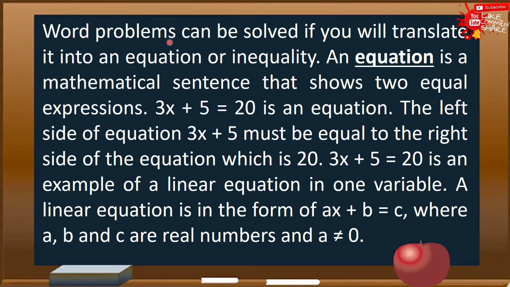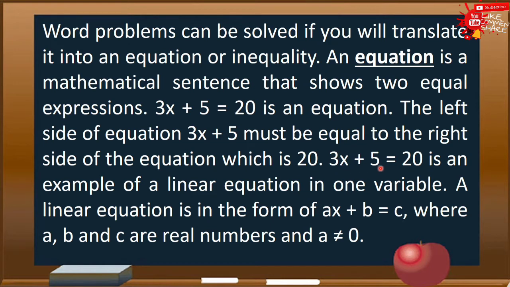Word problems can be solved if you translate them into an equation or inequality. An equation is a mathematical sentence that shows two equal expressions. For example, we have 3x plus 5 equals 20. So this is an equation. The left side of the equation, which is 3x plus 5, must be equal to the right side of the equation, which is 20.